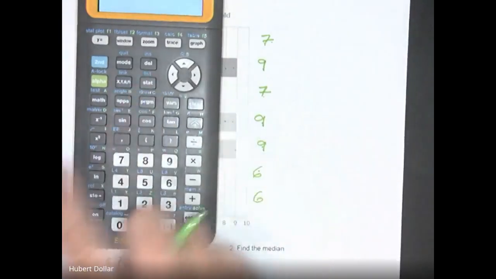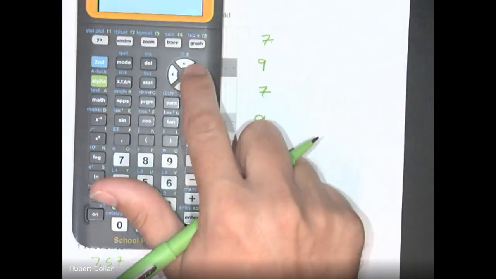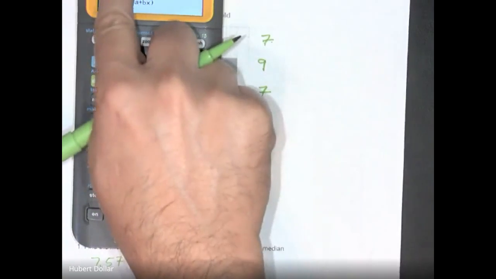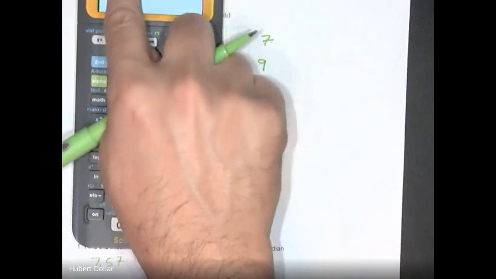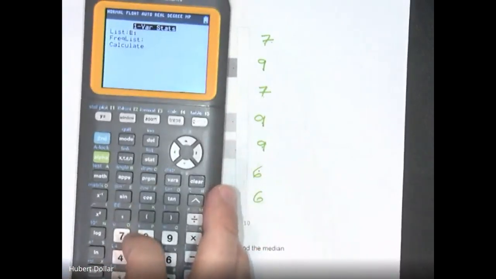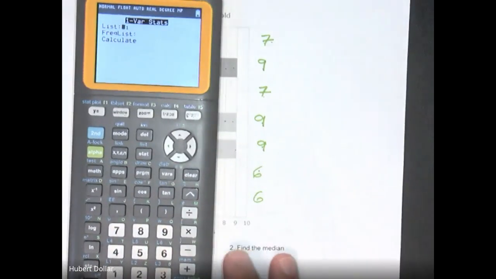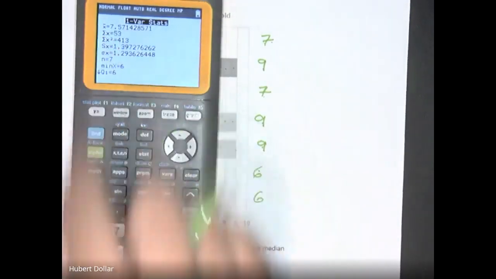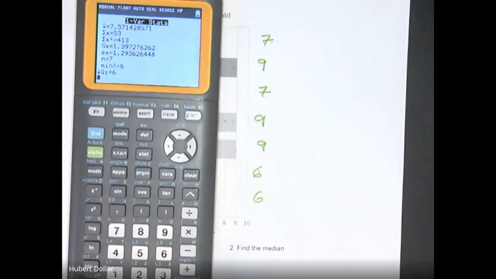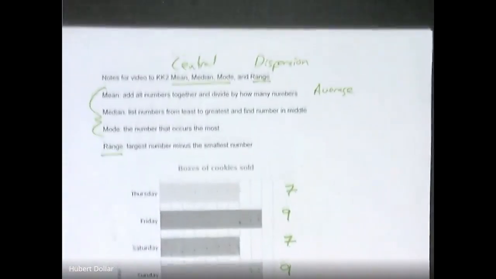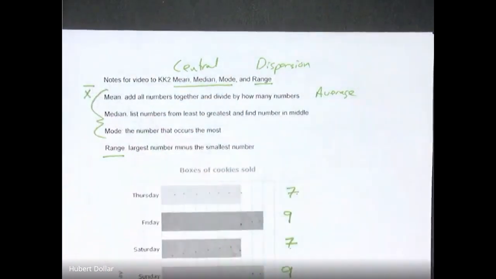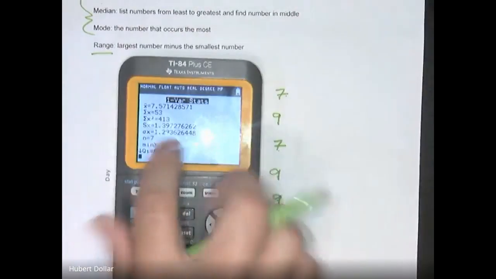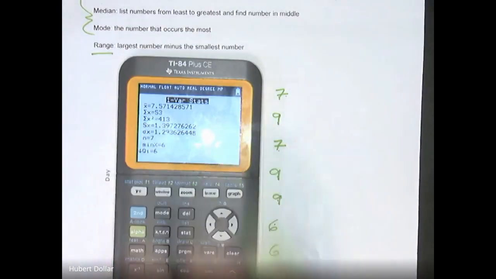Go back to stat, and we want to use the calculator to calculate. So we're going to go to calculate, one variable stats because we just have one thing. Your list is in L1, so hit enter. This X bar is the way the calculator says there's a mean. So the mean in the calculator is an X with a bar on top, and it's the very first thing we see. And you'll see that it is 7.57.